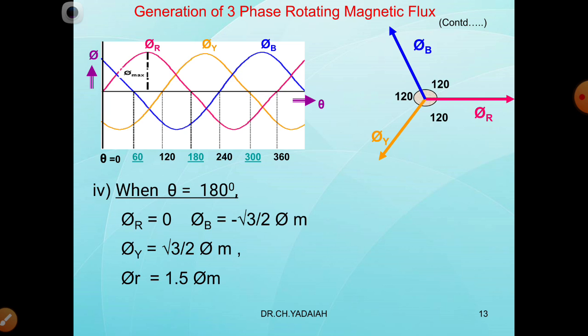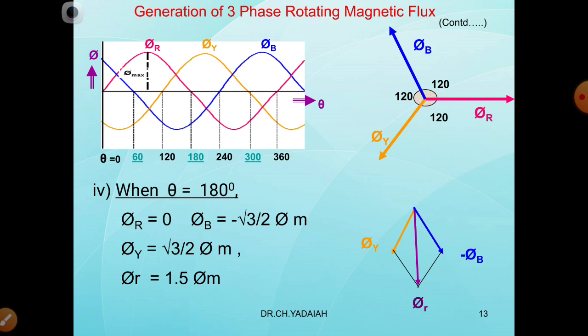Now you draw the vector diagram. Here R is equal to 0, and B is equal to, what has happened? Y is in the same direction, and B is still in the negative direction. Then the resultant value comes to here. Now this comes to 6 o'clock, after 12 o'clock, 2 o'clock, 4 o'clock and 6 o'clock, changing in this direction. The resultant flux is 1.5 times, in this direction.